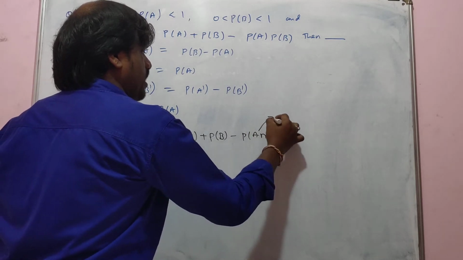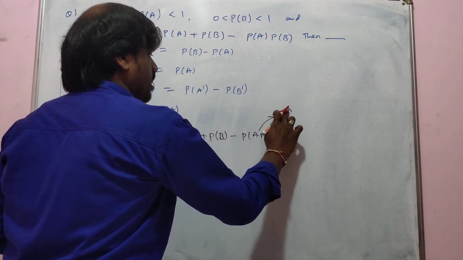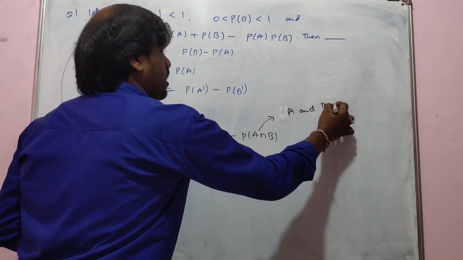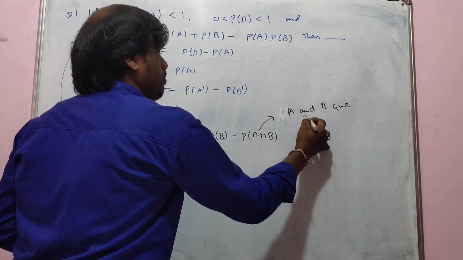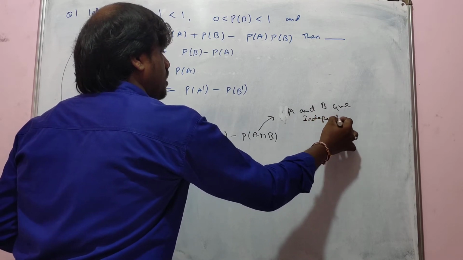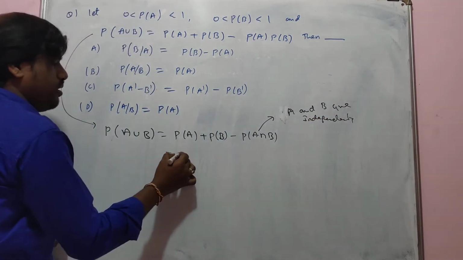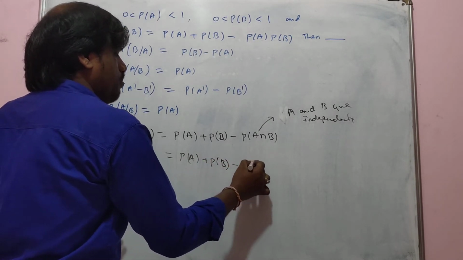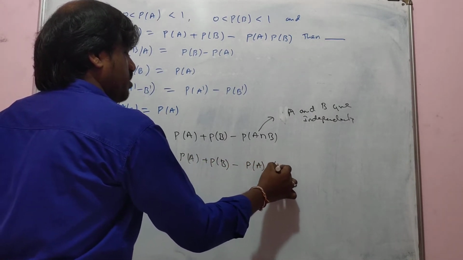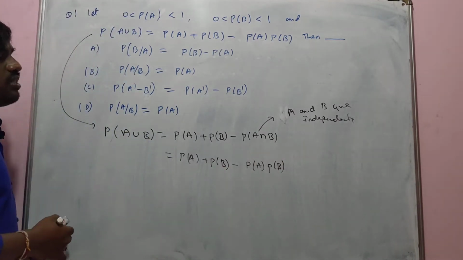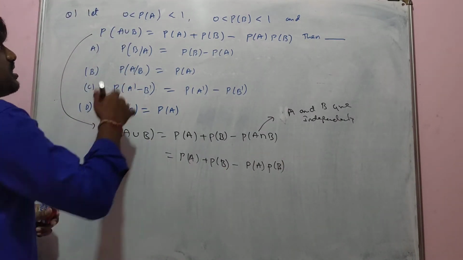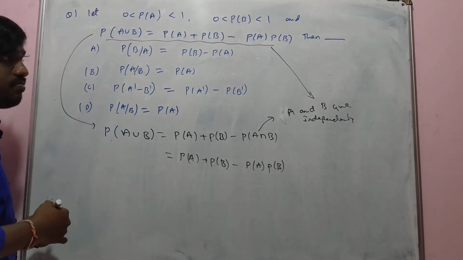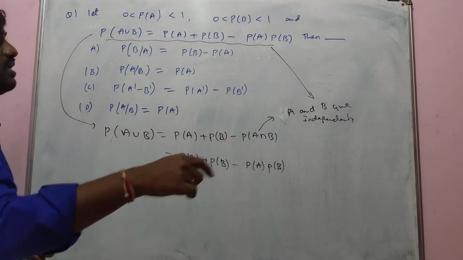If A and B are independent events, then what happens? It happens that probability of A plus probability of B minus probability of A into probability of B is what you get. This is the independent events condition. That is what exactly is given. It means it is saying that they are independent events.